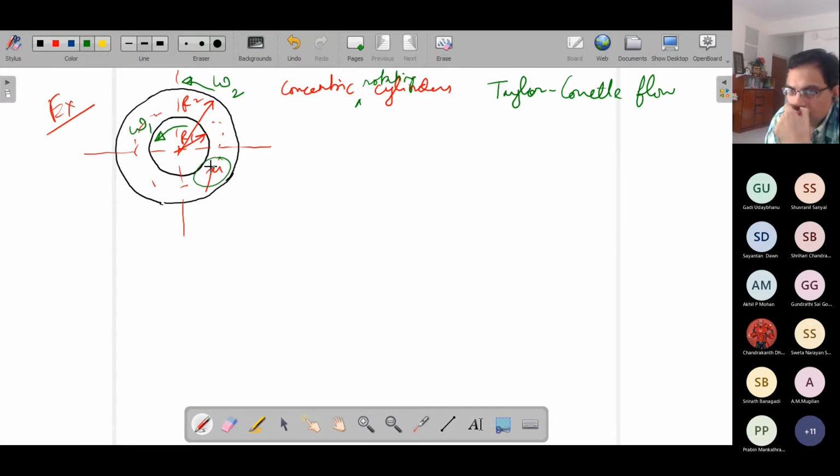So if we know the power required to have this relative motion, that will be a function of omega 1, R1 and R2, let us say if omega 2 equal to 0, and mu. So from that expression, if mu is not known, mu can be found out. So this is a way of measuring viscosity of unknown fluids, and that experimental setup which does it is known as rotating cylinder viscometer.